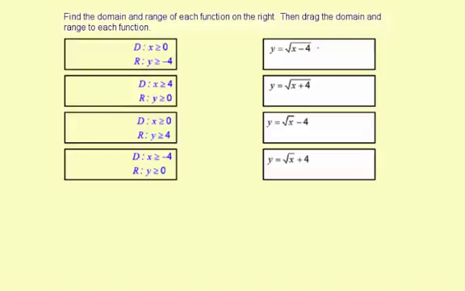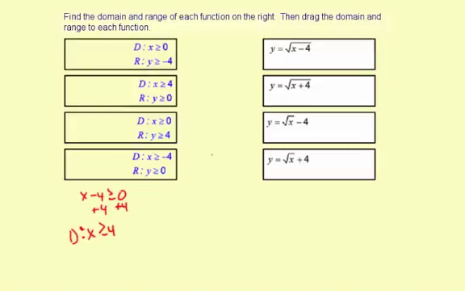Now to find the domain, you set what's inside the square root symbol greater than or equal to 0, because you have to have positive values or 0. I'll do the work down here. It's going to be x minus 4 has to be greater than or equal to 0. And to solve, I'm going to add 4. So x has to be greater than or equal to 4. That's the domain.